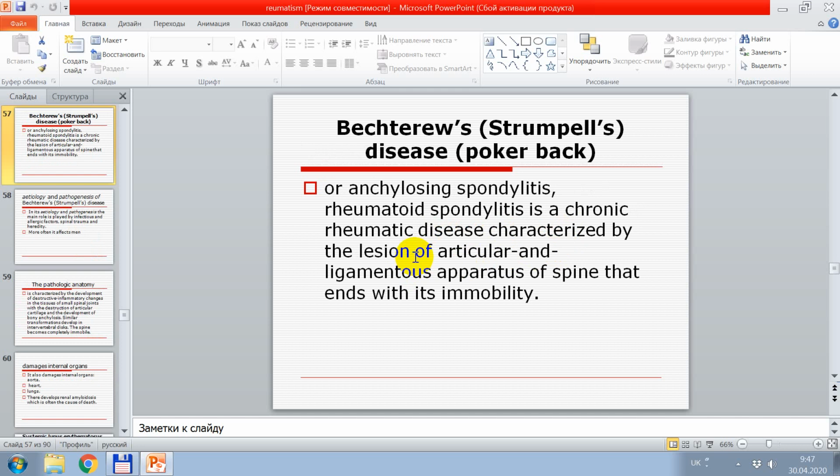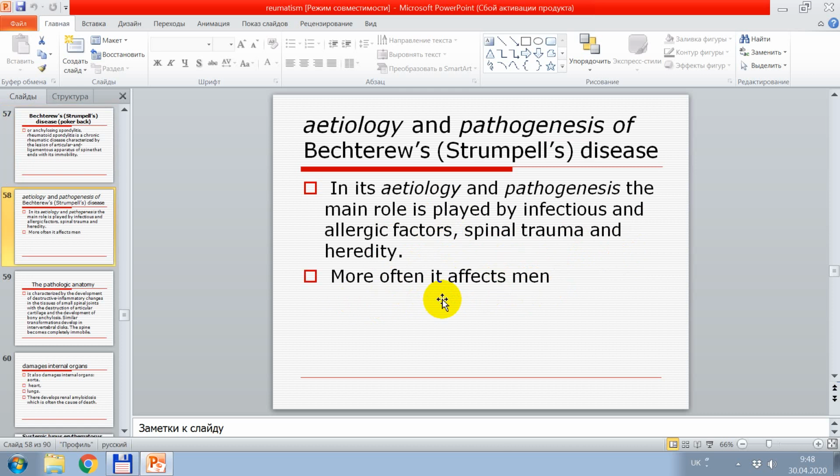Next disease in this group is Bechterew or Strumpell's disease, or ankylosing spondylitis. Rheumatoid spondylitis is a chronic rheumatic disease characterized by the lesion of the articular and ligamentous apparatus of the spine that ends with its immobility. Etiology and pathogenesis of Bechterew or Strumpell's disease. The main role is played by infection and allergic factors, spinal trauma, and heredity. More often, it affects men.